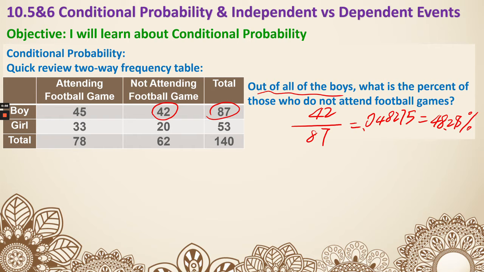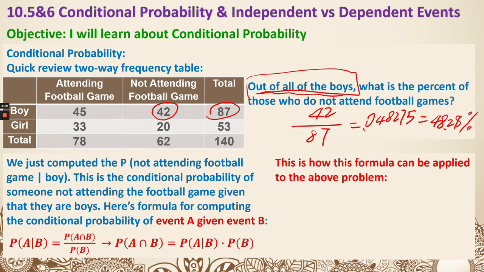And that is a conditional probability because we have a condition first. We're going to look for all the boys first, and then within all the boys, we're going to look for who do not attend football games. So let's have a look at the definition again. We just computed the P not attending football game given boy. This is the conditional probability of someone not attending the football game given that they're boys.